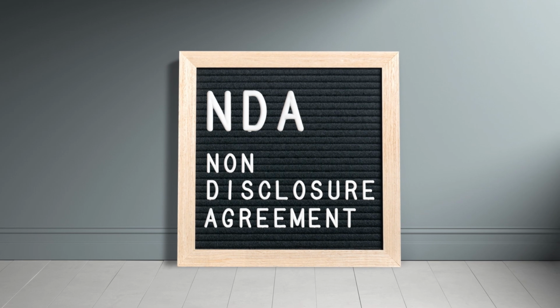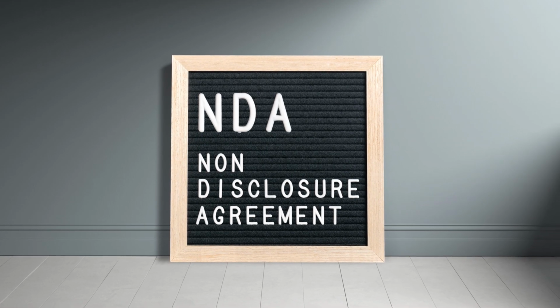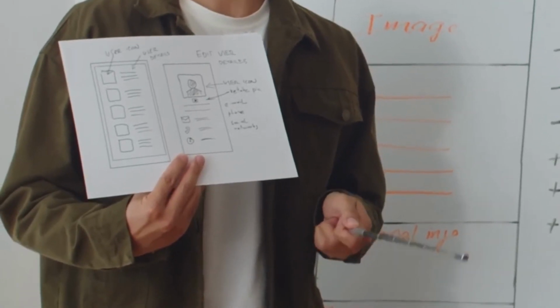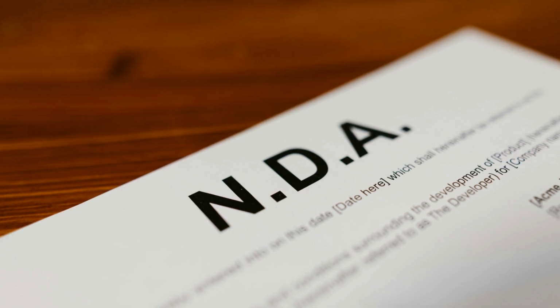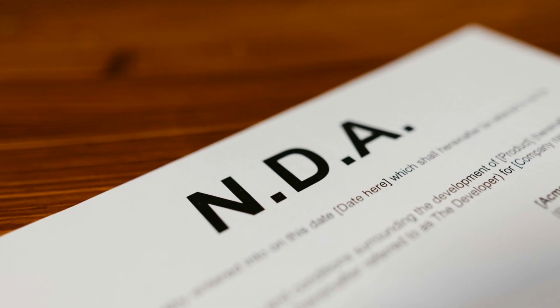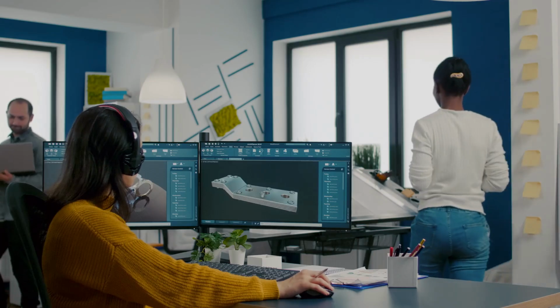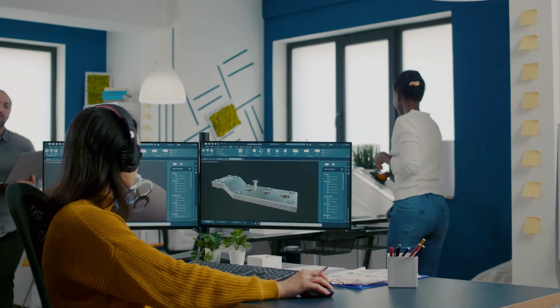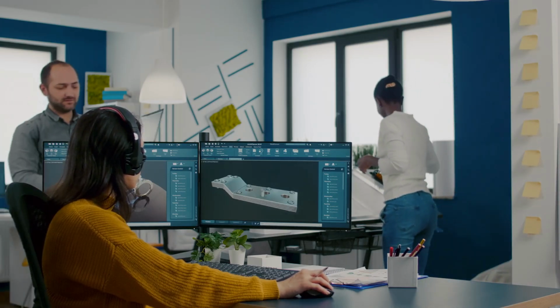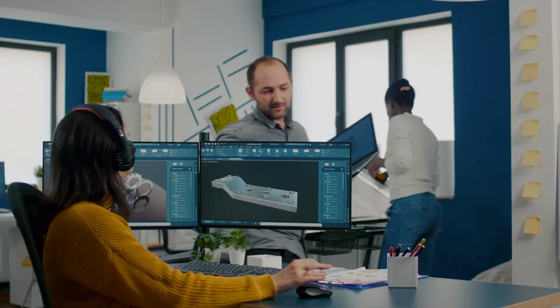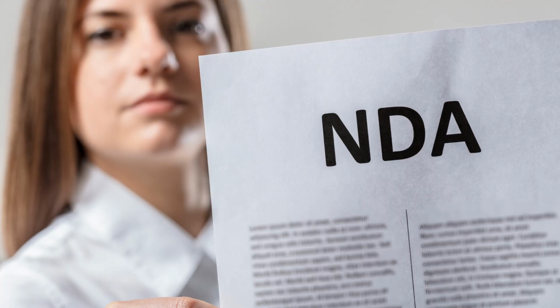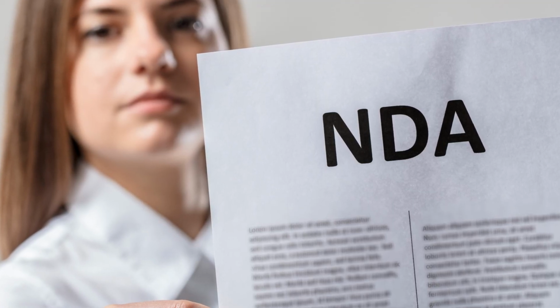An NDA stands for Non-Disclosure Agreement. Its primary purpose is simple. It prevents the receiving party from disclosing your confidential information to third parties. That means if you share product specifications, prototypes, pricing structures, or technical processes, the supplier agrees not to pass that information to someone else. That sounds useful, and it is, but there's a major limitation.